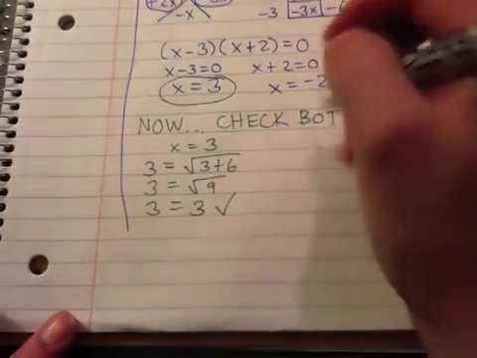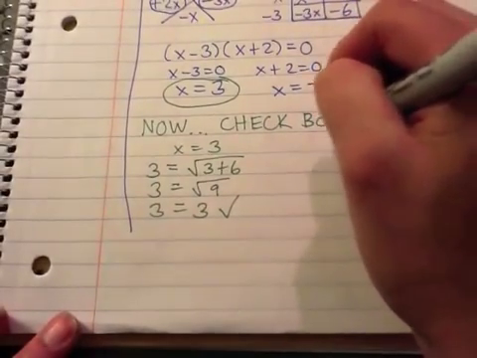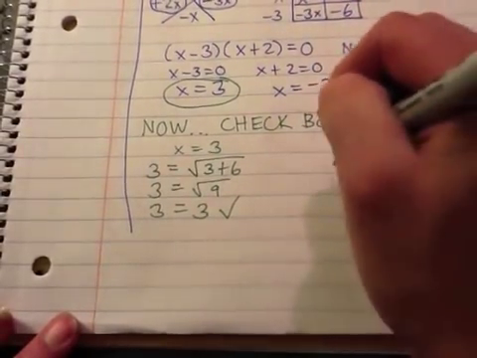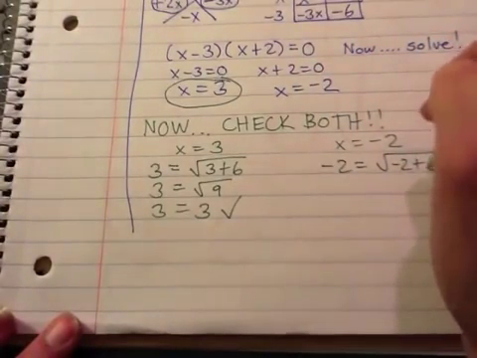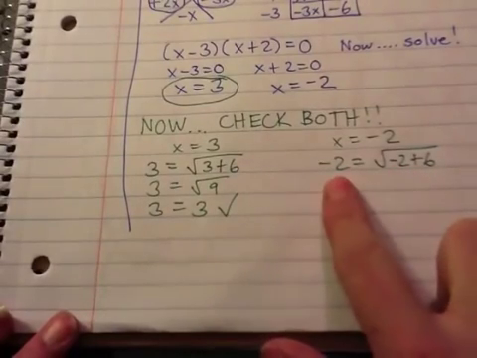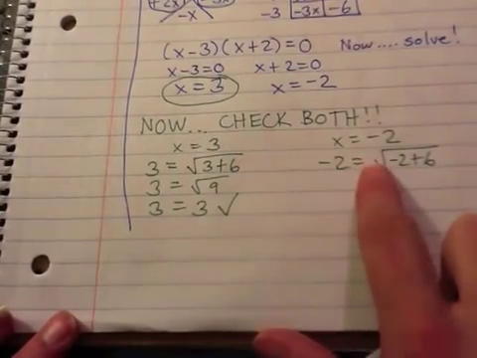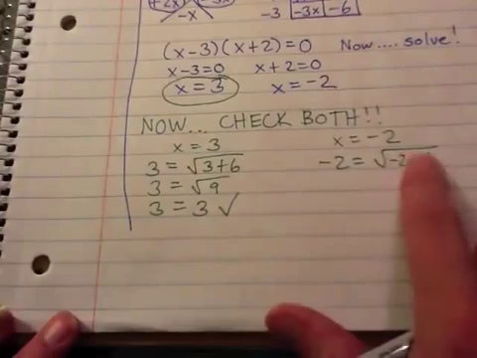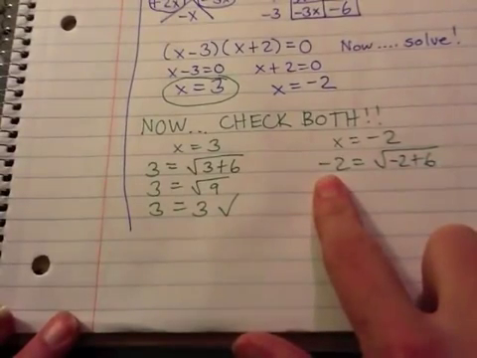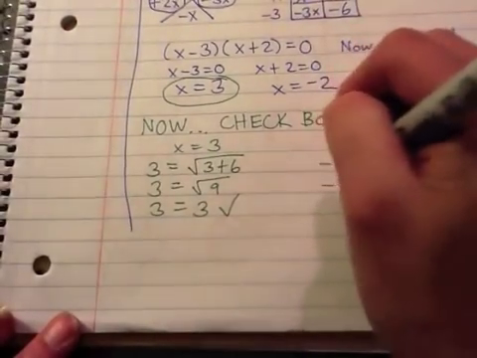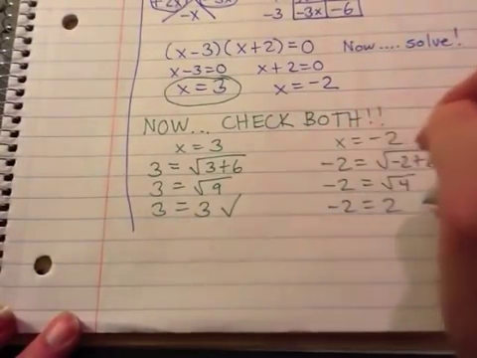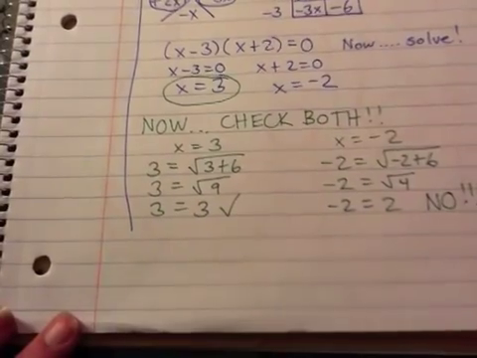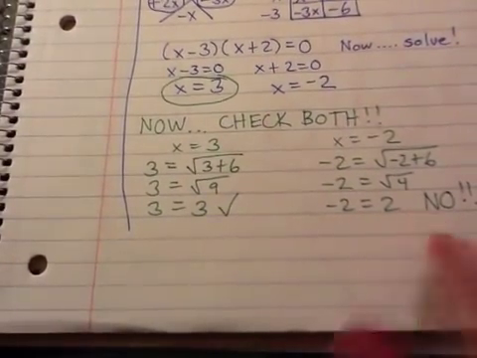Okay, now I'm going to check negative 2. X equals negative 2. Negative 2 equals the square root of negative 2 plus 6. Put those in for x. I should already see a problem here because there's no negative in the front. I'm not going to be able to pull out a negative root here. So I'm going to just show you negative 2 equals square root of 4. Negative 2 equals 2. No. Negative 2 does not equal 2.